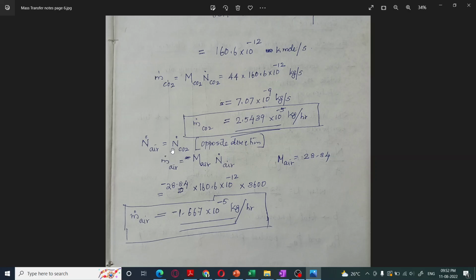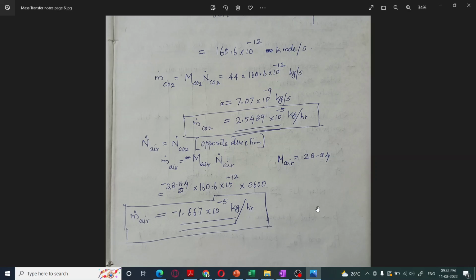So again for air also we can calculate n dot air is equal to negative of n dot CO2. That is why opposite direction. So m dot air is equal to molar mass of air into n dot of air. Molar mass of air is different, 28.84, into the same thing. So the final answer is written in terms of per hour basis. So minus 1.667 into 10 raised to minus 5 kilogram per hour.